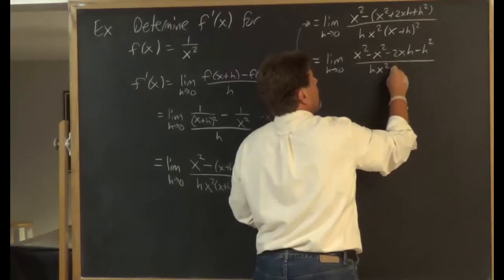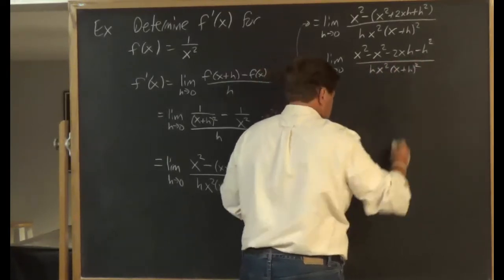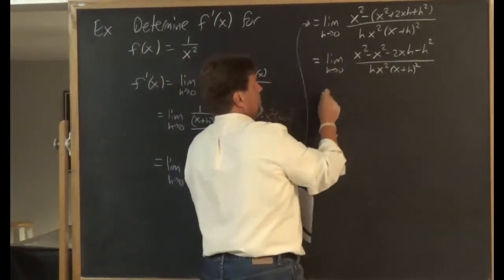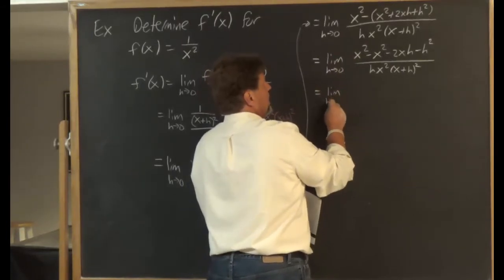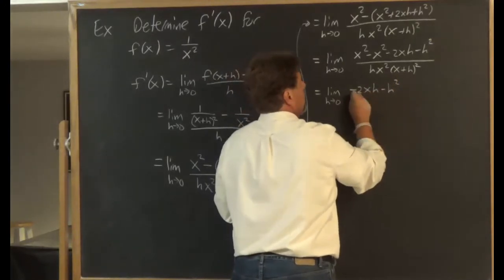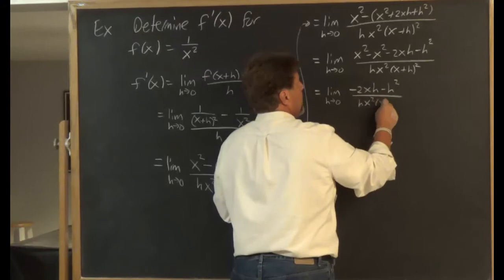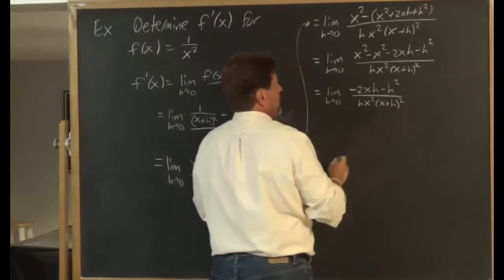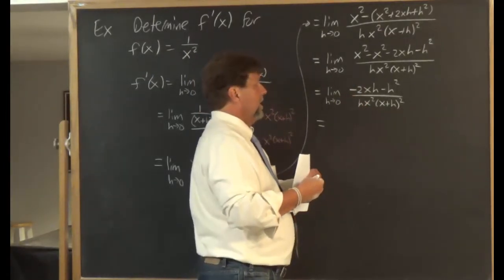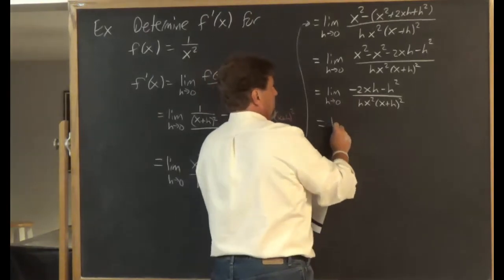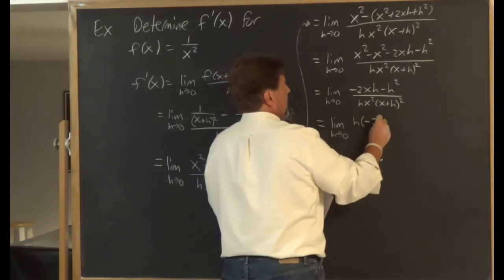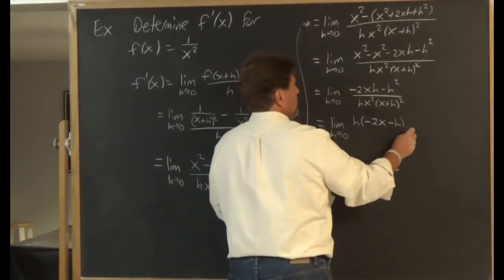And after we do that, I think we have something cancel out. We can combine like terms. Well, look, straight away, x squared minus x squared. It's gone. So we're left with the limit as h approaches 0 of -2xh minus h squared all over h x squared times x plus h quantity squared. Still indeterminate form, 0 over 0, so in the numerator, why don't I factor out an h? So I factor an h out of the numerator, and I have a -2x minus h.